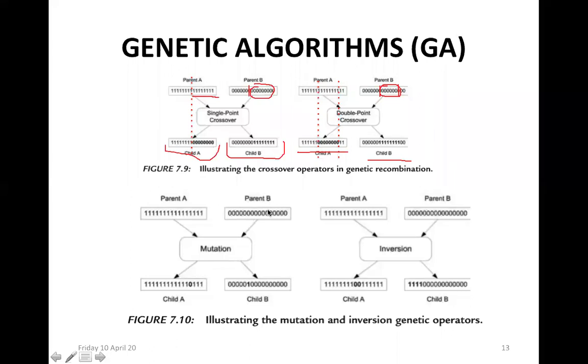And similarly for parent B. In crossover the position matters. For example, the position marked for parent A would also be the same for parent B. But for mutation, position doesn't matter. This is for parent A and you are getting an independent child, and this is for parent B and you are getting an independent child. So you can change a bit at any position, but only one bit.